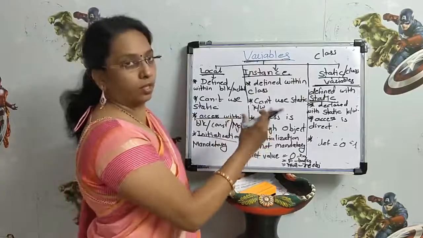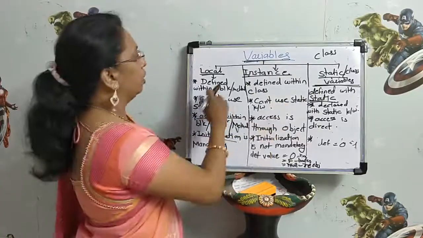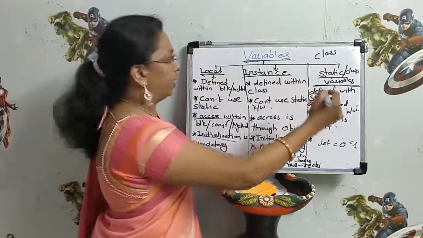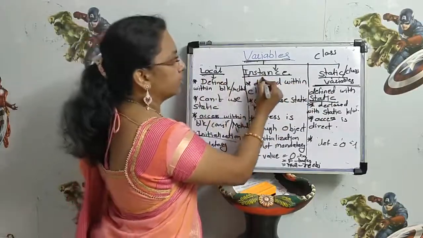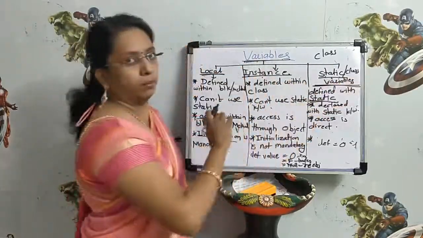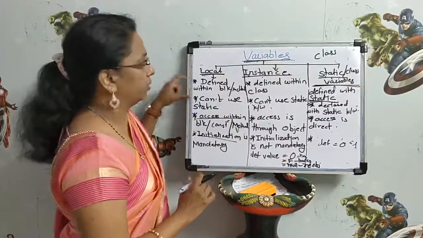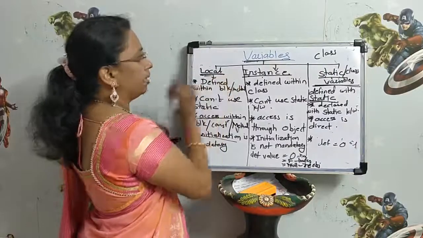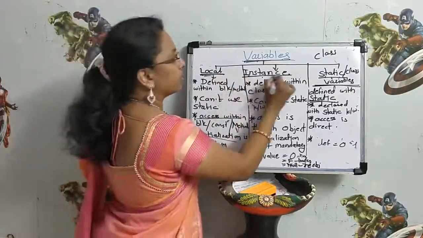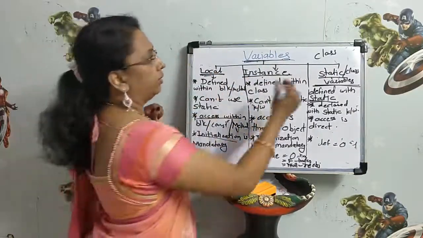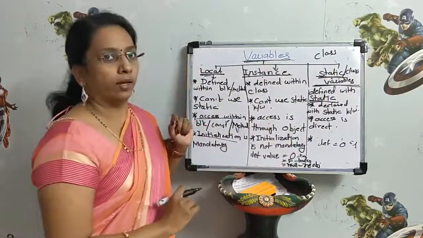Hope you have cleared this topic. So basically there are 3 types of variables: local variable, instance variable, and static variable. The scope of a local variable will be local, that means within the method. That's why the name is local. The second type is instance variable, and the third type is static variable.